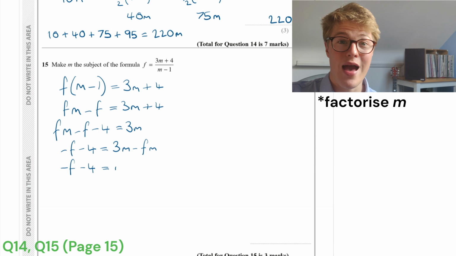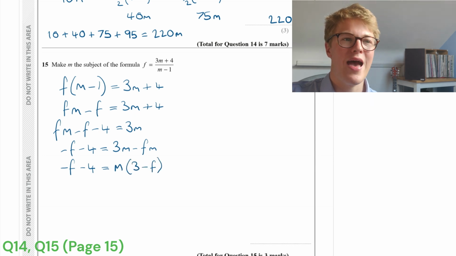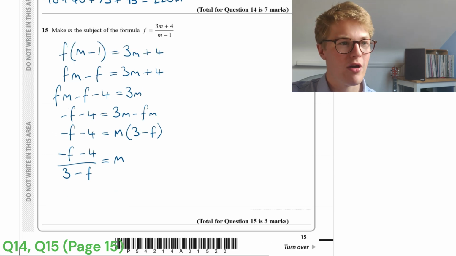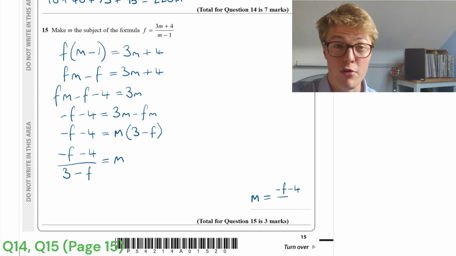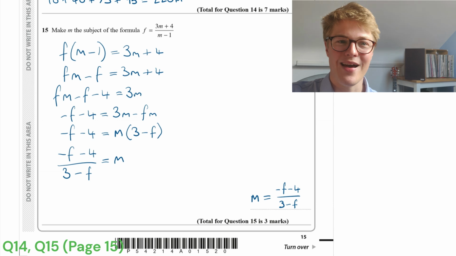Then we can factorise m from the right hand side to leave us with m times 3 minus f, and then we divide both sides by 3 minus f to give us minus f minus 4 over 3 minus f equals m, and that is our answer.